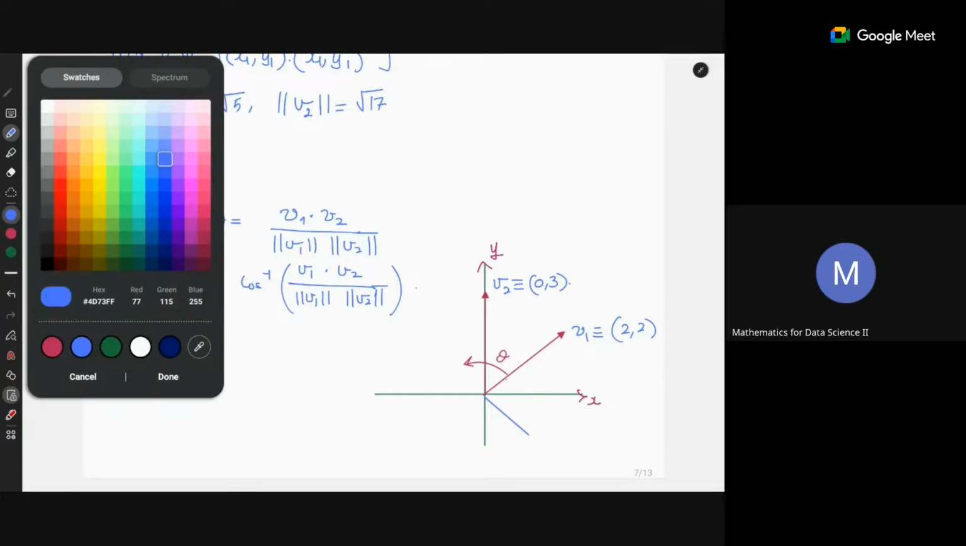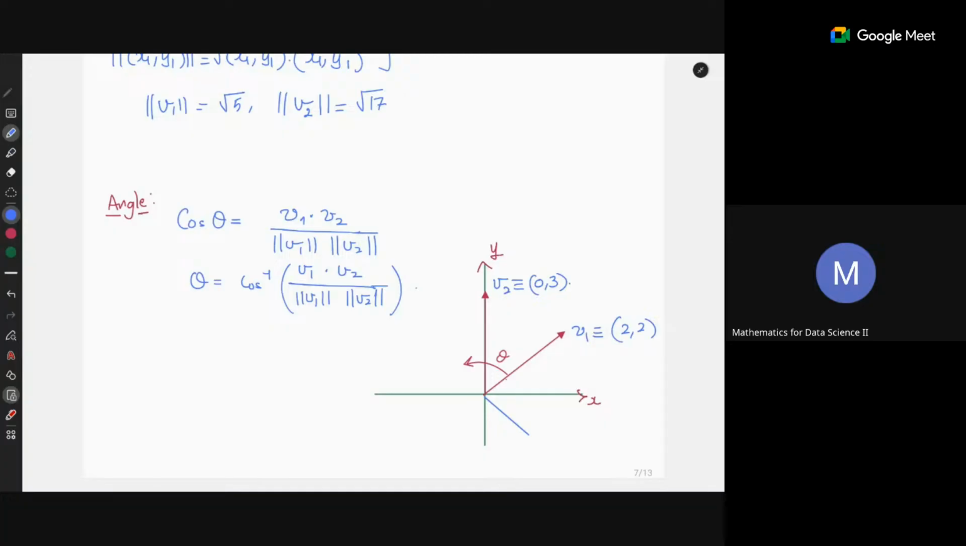Then what will you do in this case? Which angle will you take? Will you take this angle going anti-clockwise, or this other one? We will take the shorter angle to find the angle between them. The angle between two vectors is defined by this formula. You take the dot product of the two vectors and divide by the multiplication of their individual lengths.